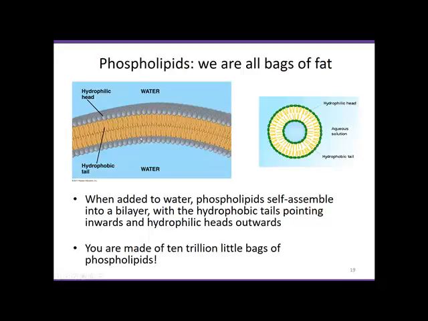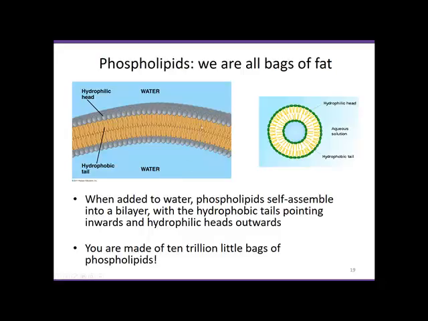Bilayer means, bi means 2, right? Their tails, which are hydrophobic, those fatty acid tails are hydrophobic, are trying to get away from the water. They'll point inwards along this bilayer. The heads are hydrophilic. Remember, that's the phosphate group. Very, very polar. The heads are okay with water. They'll point outwards. So these little phospholipids will self-assemble. They'll actually just do this all by themselves in water. They'll form this bilayer with the heads pointing outwards and the tails pointing inwards.